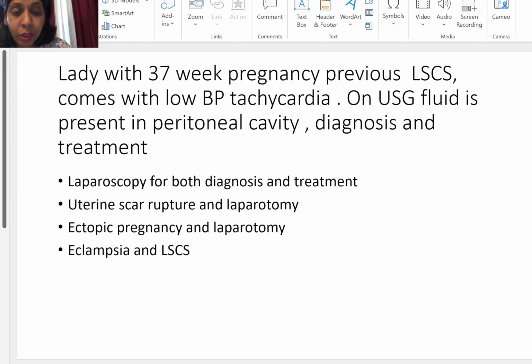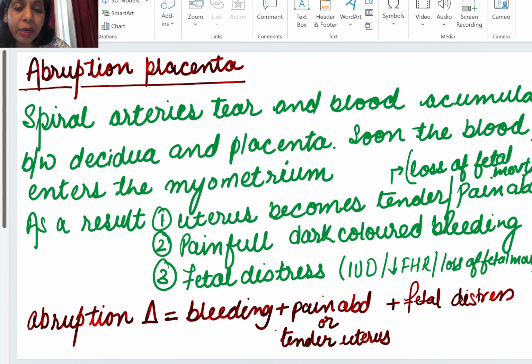Okay, so no queries. Now let us see abruptio placenta. What is abruptio placenta? I have already explained it, but once again for you all: the spiral arteries which supply the placenta tear, and the blood accumulates between the decidua and the placenta. Soon that blood which has accumulated between the placenta and the decidua enters the myometrium. As a result, the uterus becomes tender.